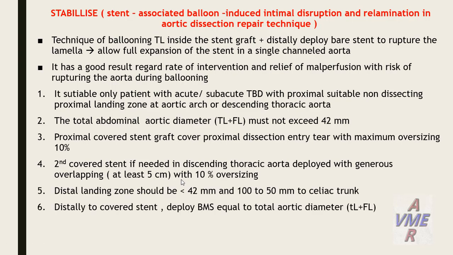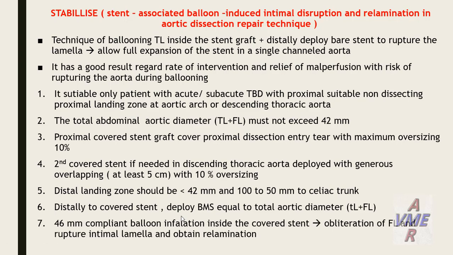Distal landing zone should be a diameter less than 42 mm and at a distance of 50 to 100 mm from the celiac trunk. Distally, to cover the stent, deploy the PERIMETER stent equal to the total aortic diameter through the true lumen and false lumen. 46 mm compliant balloon inflation inside the covered stent.